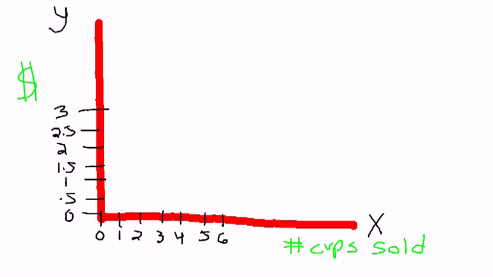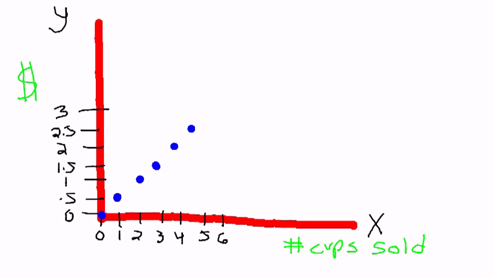Now, using the values from our table earlier, we can graph the various points. So, we already know that if you sell 0 cups, you make $0, so you can plot that point at 0, 0. If you sell 1 cup, you make 50 cents, which is right there. 2 cups, you make $1. 3 cups, $1.50. 4 cups, $2. 5 cups, $2.50, and 6 cups is $3.